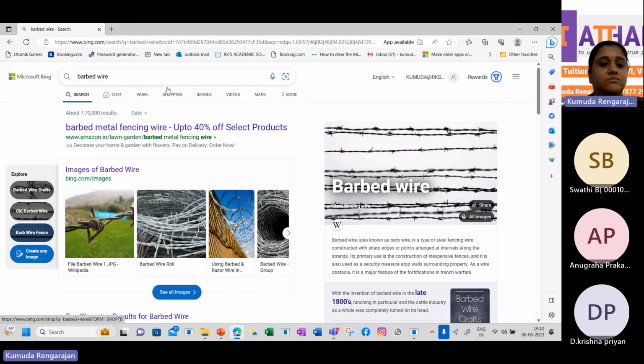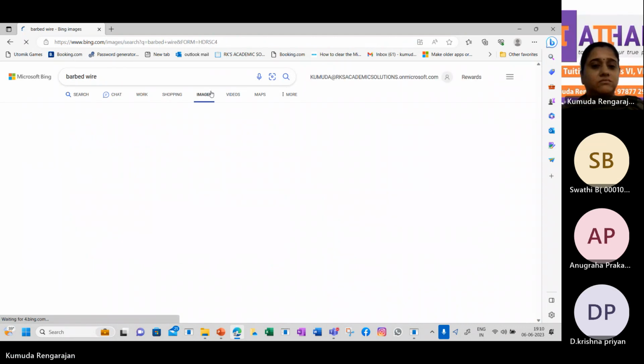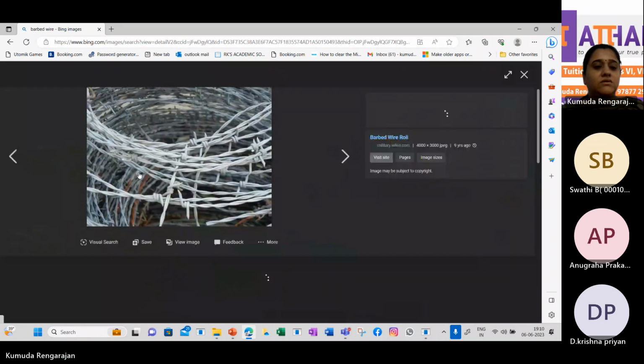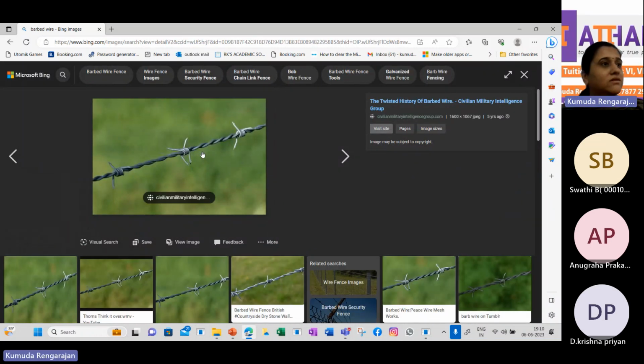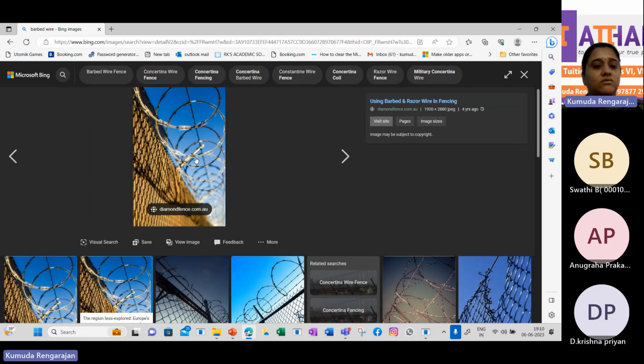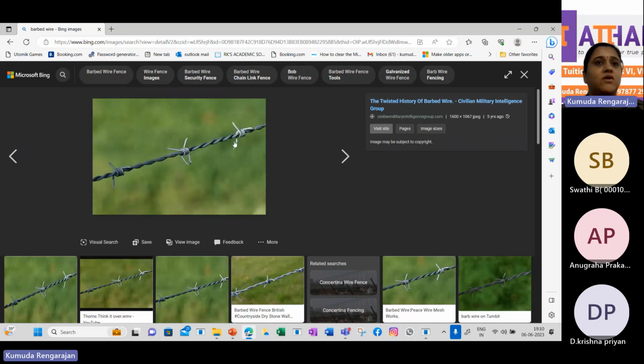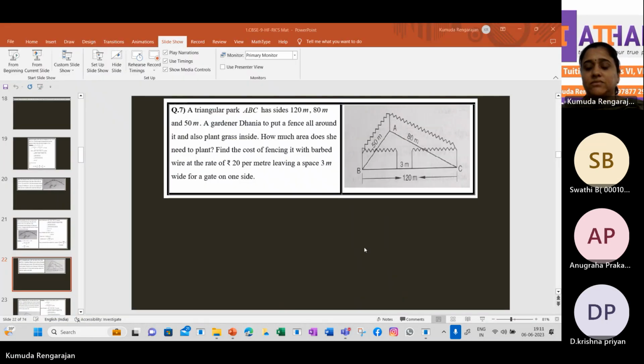This one is barbed wire. Can you see this? Using this one. This is barbed wire. This is used for fencing, no? You must have seen this. Now you all know this. Yeah, this one is used to fence. It's a steel wire. Online students, got the picture of barbed wire?